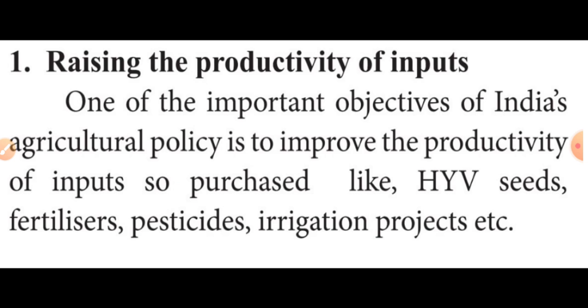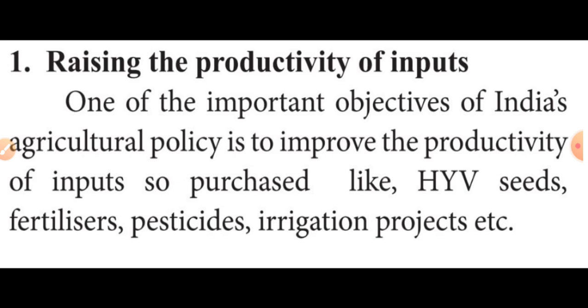Do you remember, students, what the 6 important objectives of agricultural policies are? Okay, very good. Important 5-mark question. That explanation is also very important. For example, the first one is raising the productivity of inputs. It is the first main important objective of agricultural policy. That means wanting to improve the production and productivity of farmers. So our government implemented HYV seeds. HYV means high yielding varieties of seeds, fertilizers, pesticides, irrigation methods, etc.